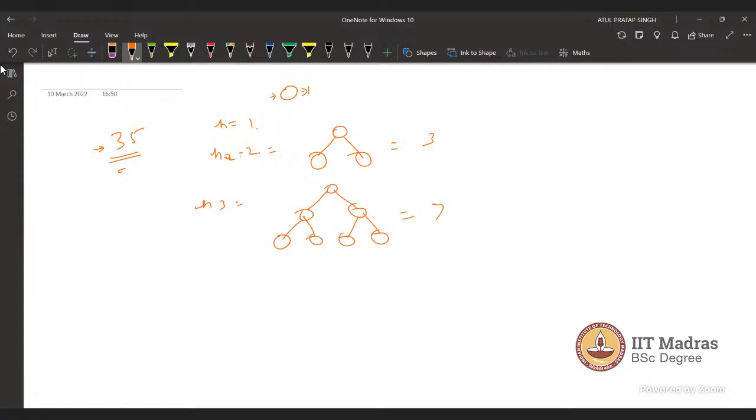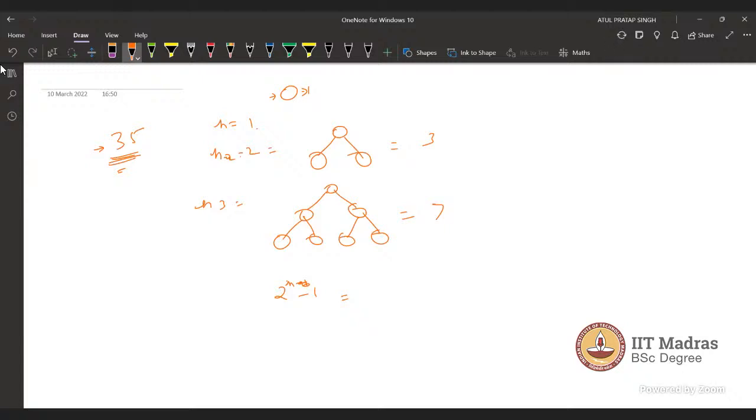So there is one formula you can create: 2 to the power h, minus 1. This is for the maximum number of nodes. We are just asking the question in the reverse way. We are asking for the minimum height possible for that number of nodes. So this is just the reverse of that question.